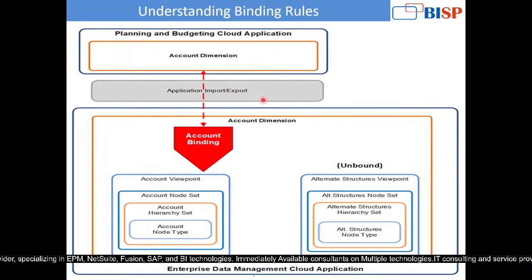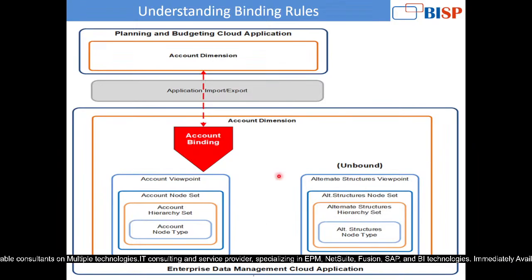Okay, then we are here to understand the binding rules. Suppose we are in planning and budgeting in cloud application, and we have the account dimension. As you know, we have various dimensions in the planning and budgeting application. When we do the import and export, we have the account dimension in the EDMCS application itself, and we have the account viewpoint. In the account viewpoint we have the node set, the hierarchy set, and the account node type.